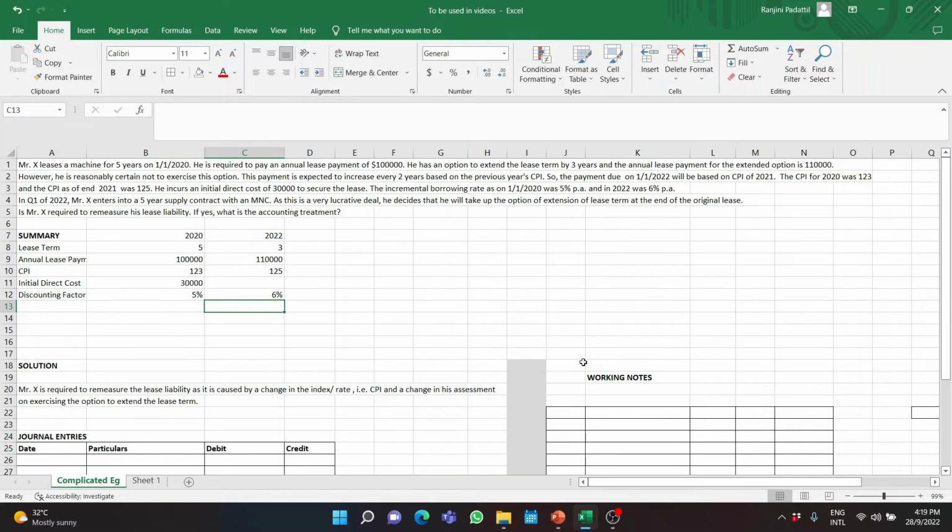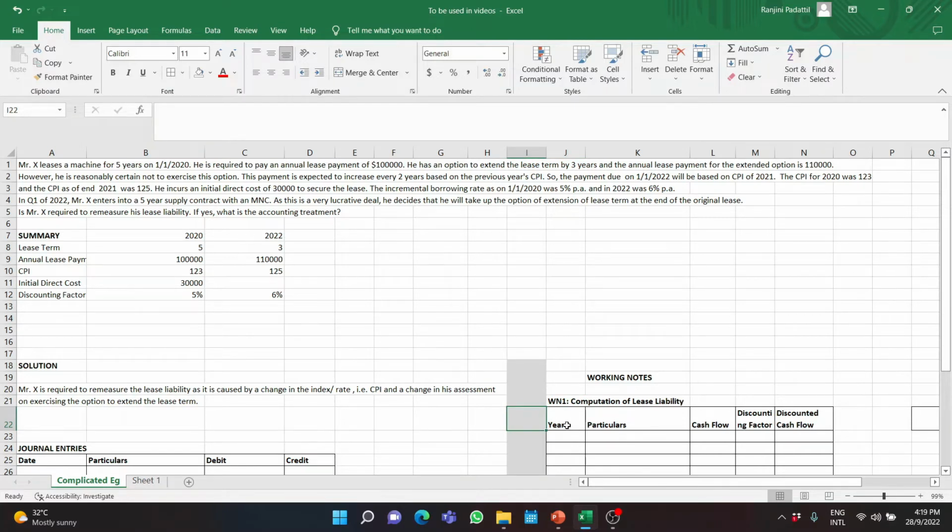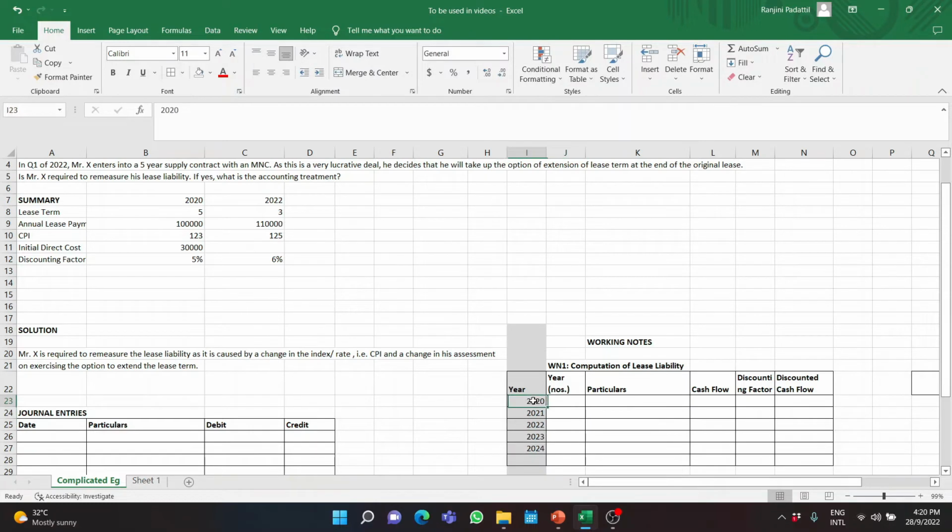So now we start with actually solving the problem. The first working note is, you all are very familiar with it, we've done it before, and that is computation of lease liability. Now, because there is a reassessment of the lease term, I always add one more additional column, and that is the actual year. So here I will call it year in numbers. In this column, I put in the years. So we have 5 years from 2020 to 2024.